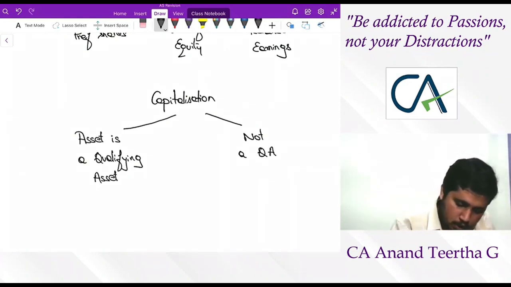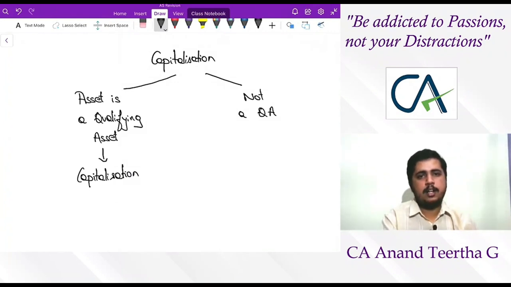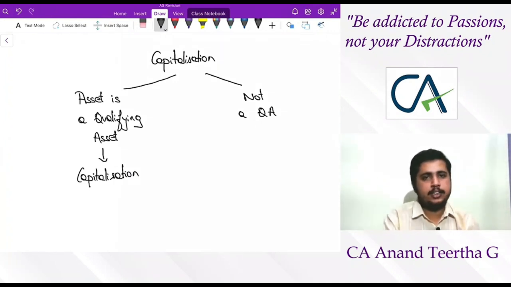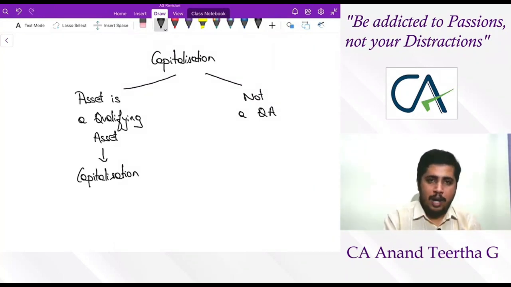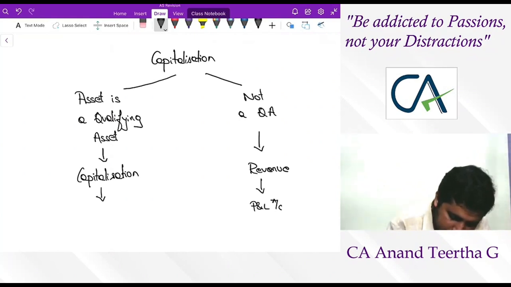Only if the asset is a qualifying asset, capitalization comes into the picture. Not all borrowing costs are allowed to be capitalized. Yes, I incurred interest, I will add interest to asset. No. Only if that asset is a qualifying asset, then only it will be allowed for addition purpose. So if it is not a qualifying asset, it is revenue. What do we know about revenue? It will go to P&L account. What do we know about capitalization? Add it to asset.